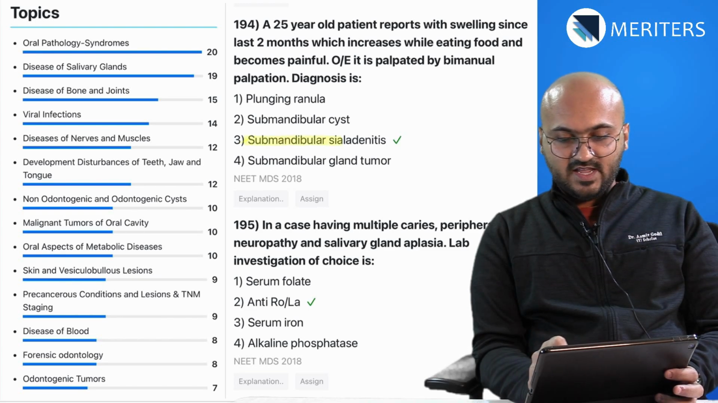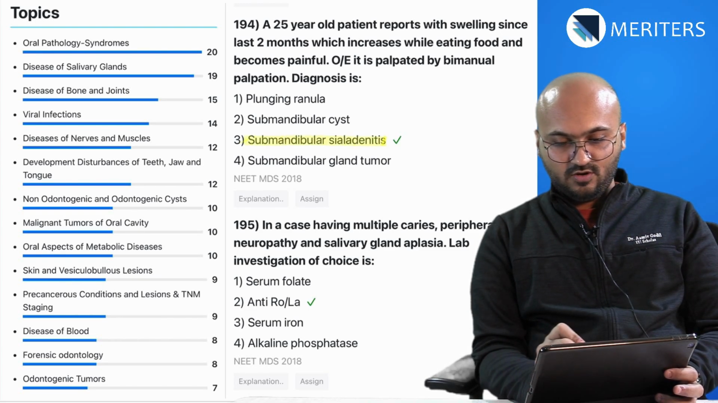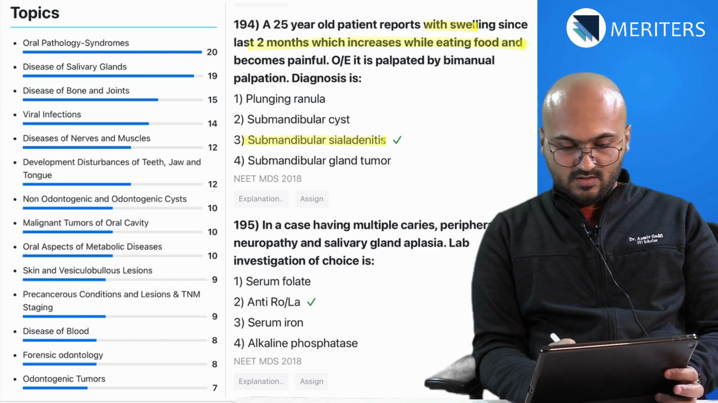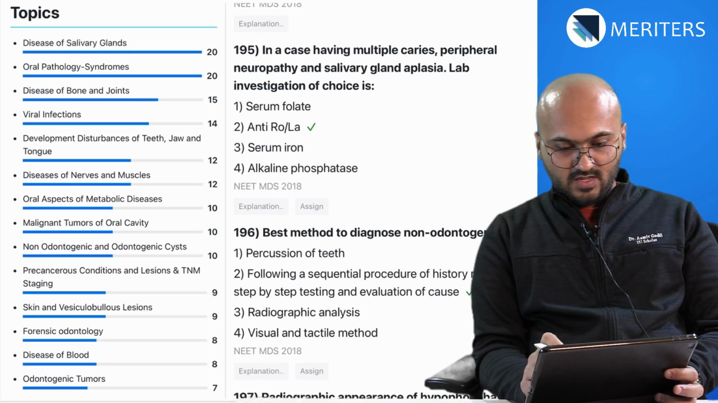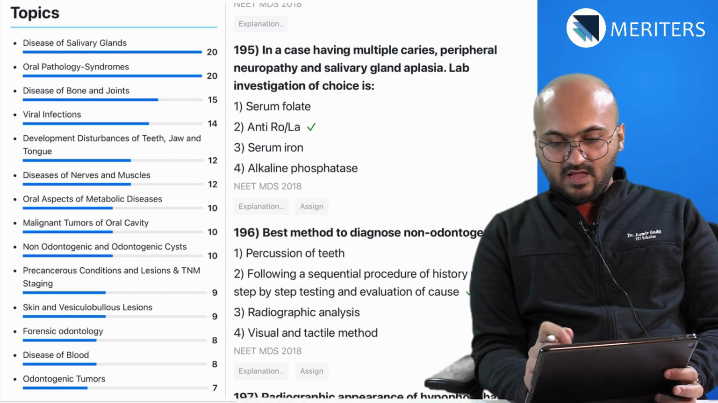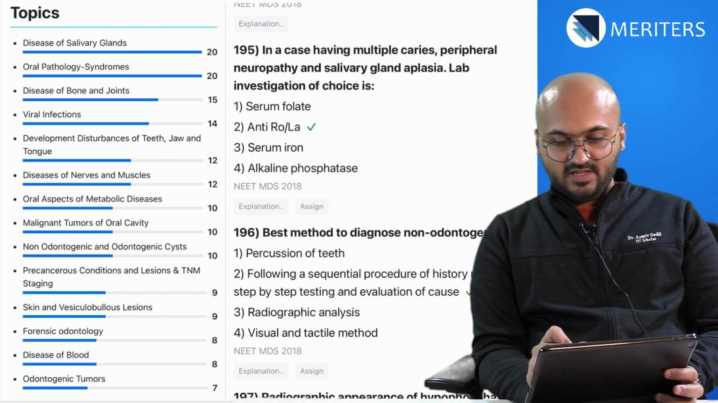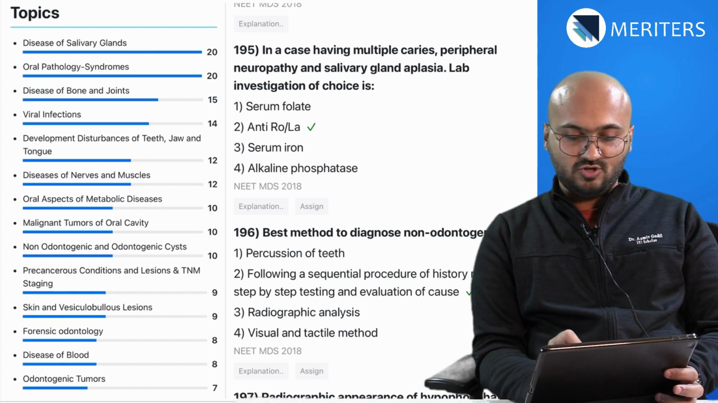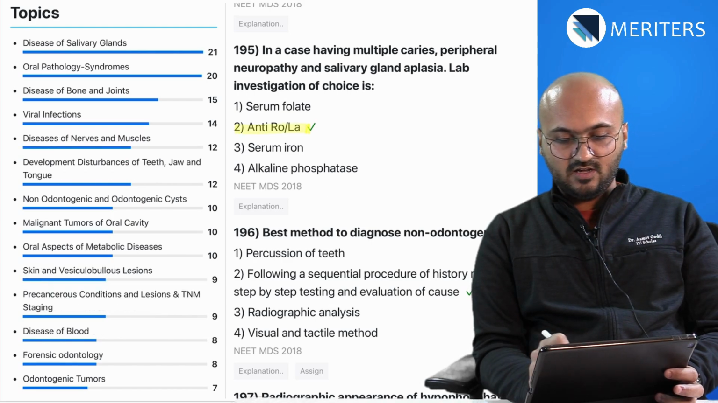And then submandibular sialadenitis, patient complains of swelling and pain on eating food, right? In case having multiple caries, peripheral neuropathy and salivary gland aplasia. So this is Sjogren's syndrome. You will check NT-ROLA.